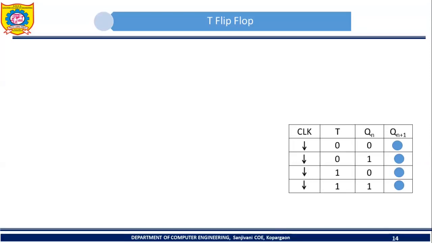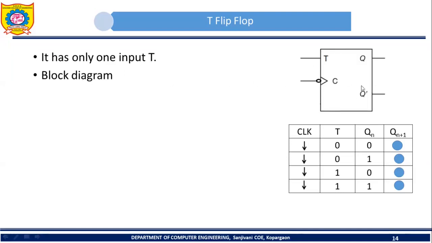Now let's discuss the next type of flip-flop. The name of that flip-flop is T flip-flop. In a T flip-flop there is only one input and that input is labeled as T. This is the block diagram of a T flip-flop. Here you can see that there is only one input. It is labeled as T.